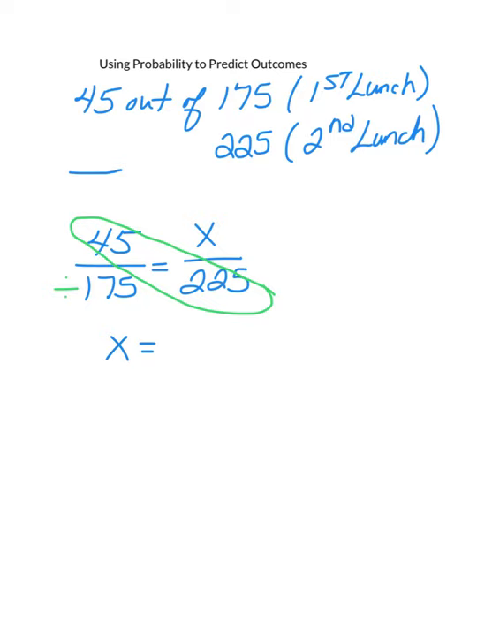I got 57.857, and it keeps going. So I'm going to round that up to 58. And it's that simple. I'm going to round it to a whole number of slices of pizza. So the 8 tells the 7 to go up. So I'm going to round it to 58 slices of pizza. So all you do is set up a proportion, cross multiply, and divide.